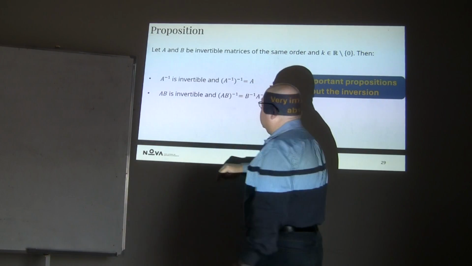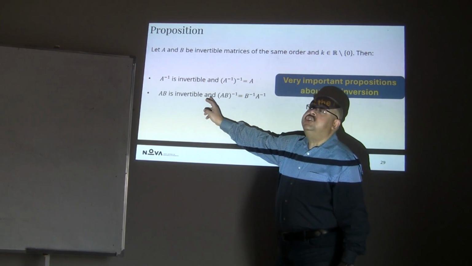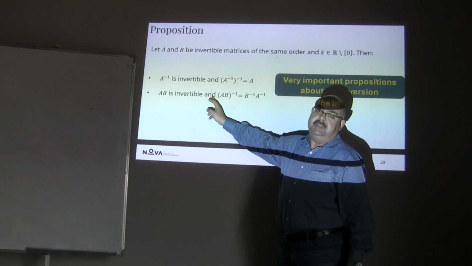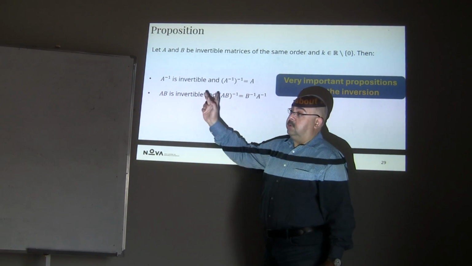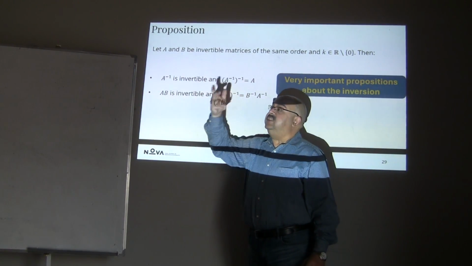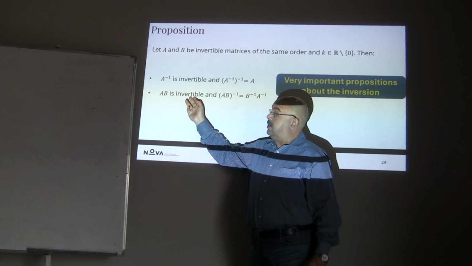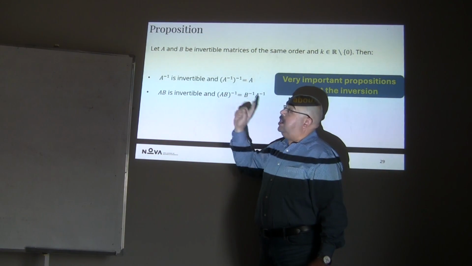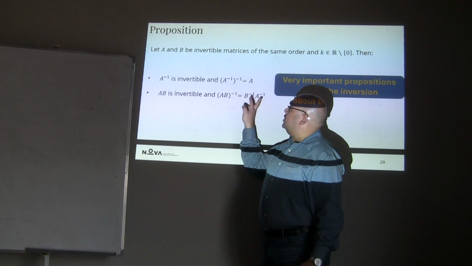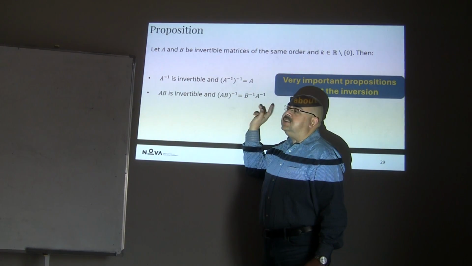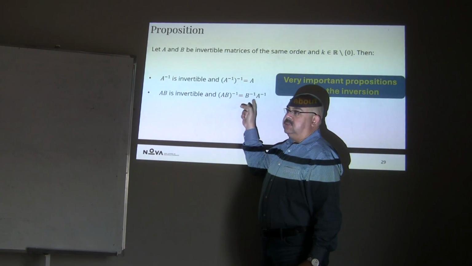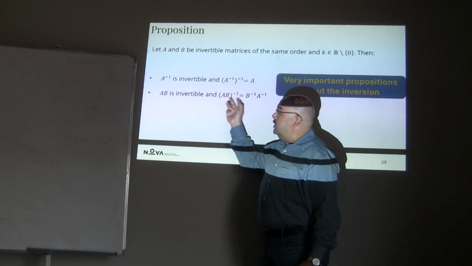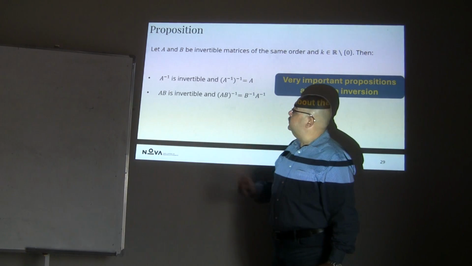Okay, once more, AB is invertible. This is really of top importance. This is very, very important. AB is invertible, so the multiplication of these two matrices, the result is invertible. Remark that AB inverse is equal to reversing the order. Reverse the order of multiplication. It's going to equal B inverse times A inverse. If you need this property, it's really important.